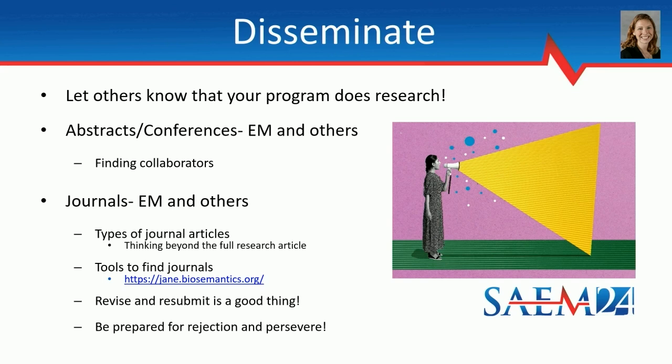So finding journals that are interested in the type of research that you have done, looking at the mission of the journal, making sure it's a good fit before you submit to the journal, and then thinking about types of journal articles. A lot of people think of a full research manuscript to submit, but there are a lot of other different types of journal articles that are shorter, like a brief report or a commentary, all sorts of things. So looking at the different types of articles that a journal accepts is really important because getting your work out there in whatever capacity makes sense is good.